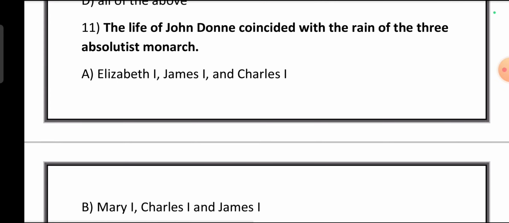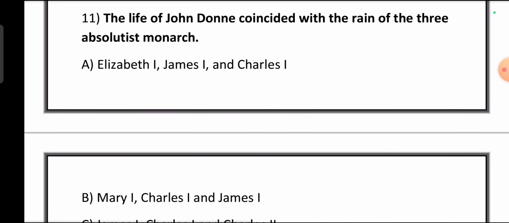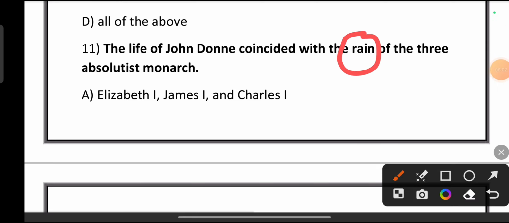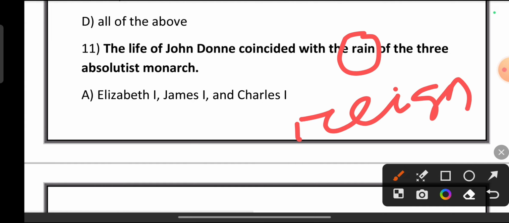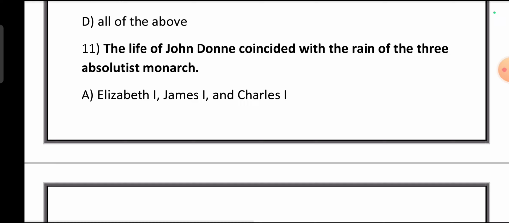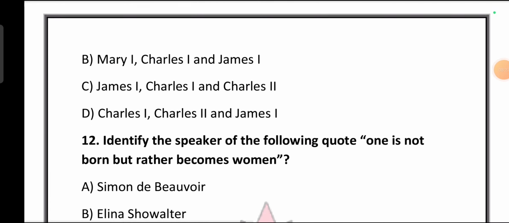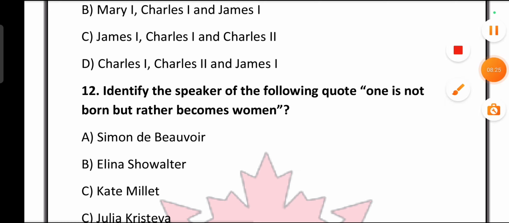Question number 11. The life of John Donne, considered with the reign. Sorry, here is a typing mistake. Rain is not the spelling here. R-E-I-G-N, reign. The right option, the right answer will be option number A. Then come to the next question.